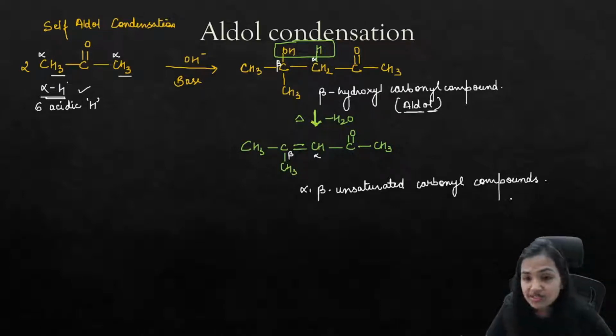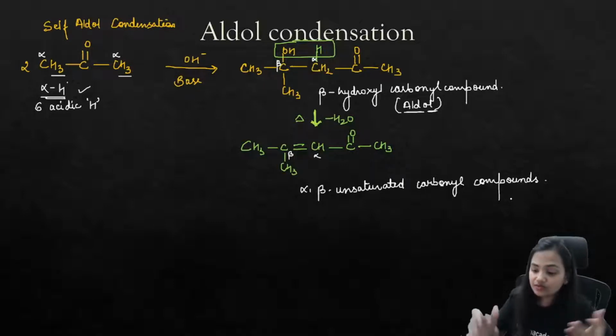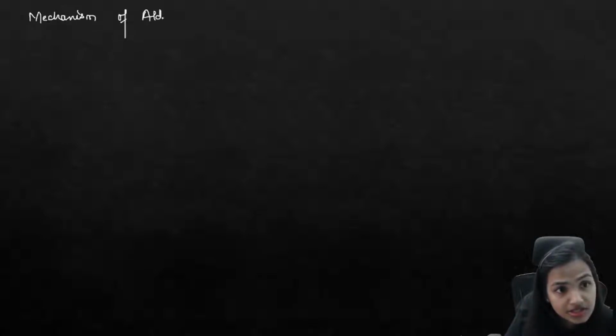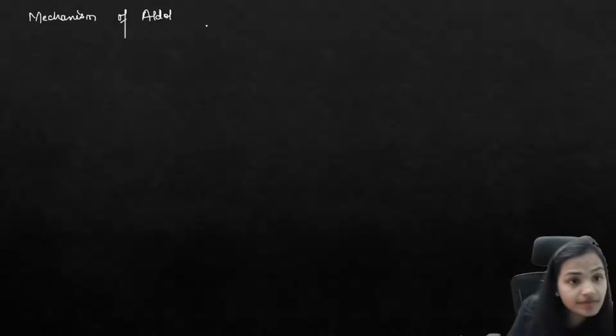But now the question is how the mechanism will occur, how we will be getting this as a product. This is a question which is coming in our mind. So let's have a look at how we can do the self condensation. What is the product, how to do the mechanism? So the mechanism of aldol condensation. As in when we focus over the mechanism, the reaction becomes very easy.